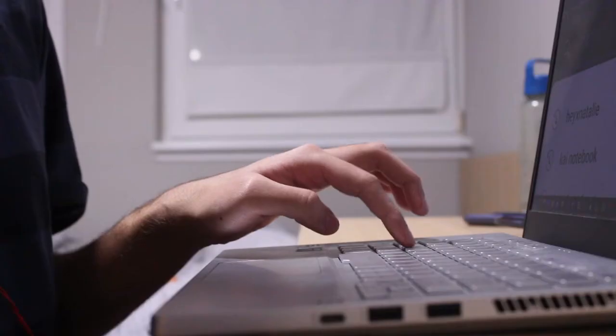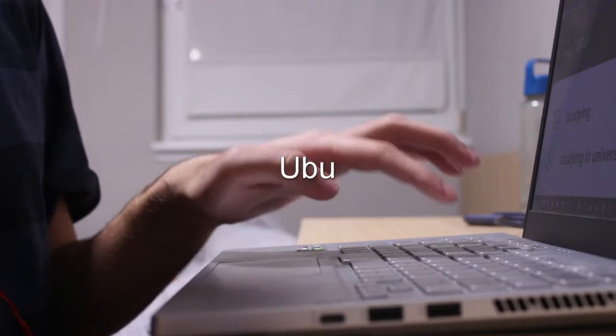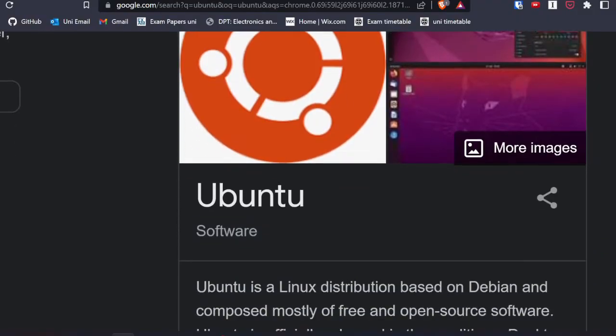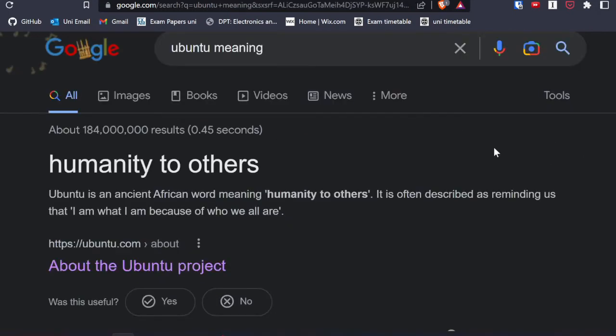I'm going to bring in a term. The term is called... not that Ubuntu, but this one. I'm going to bring in Netflix to explain this word, Ubuntu.